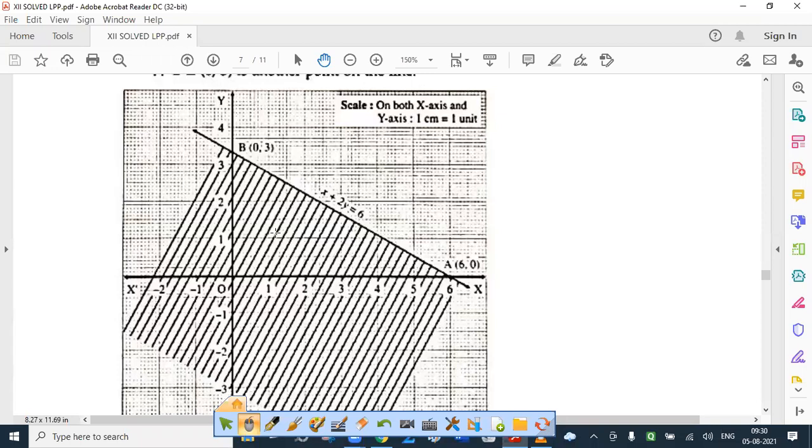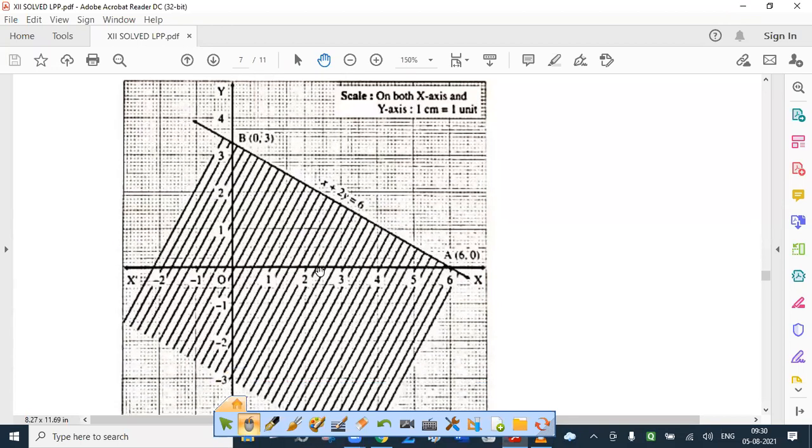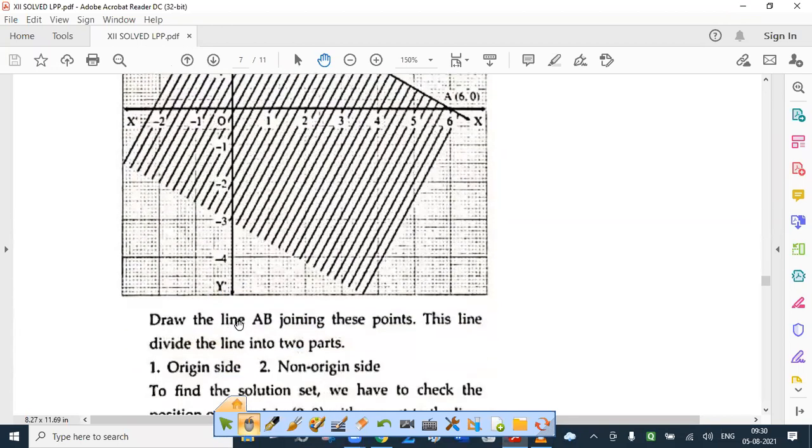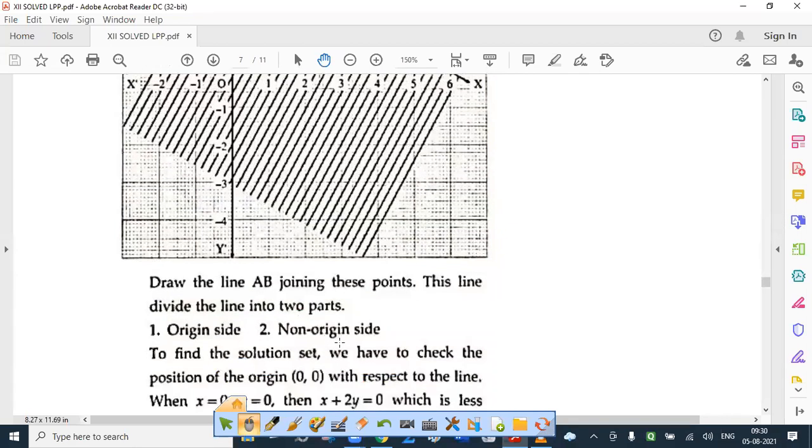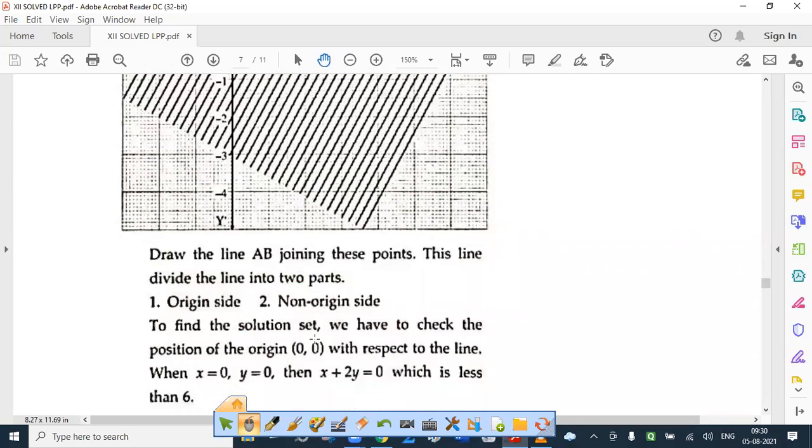This line is not passing through the origin. So either the half plane, which we will not call H1 but will call the origin side, or you may say below the line, same thing, origin side or non-origin side. We have to decide that. So draw line AB joining these points. This line divides the plane into two parts, origin side and non-origin side. To find the solution set, we have to check the position of the origin with respect to the line.